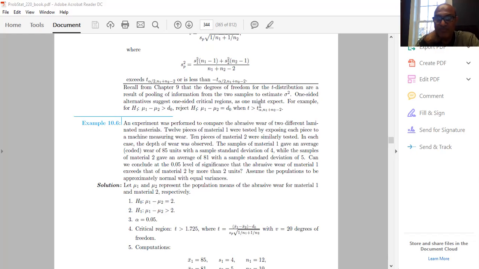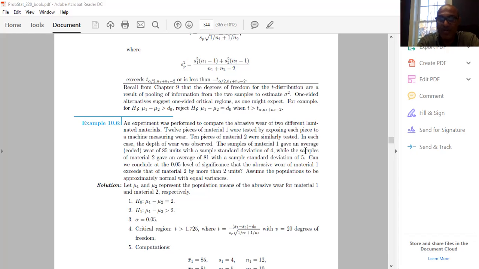The samples of material 1 gave an average coded wear of 85 units. Look at over here. Now it is given to you x1 bar is equal to 85 units with the sample standard deviation, right? s1 is given to you, equal to 4. While the samples of material 2 gave an average of 81, x2 bar equal to 81 with the sample standard deviation that is equal to 5.